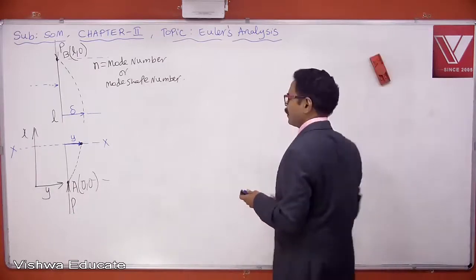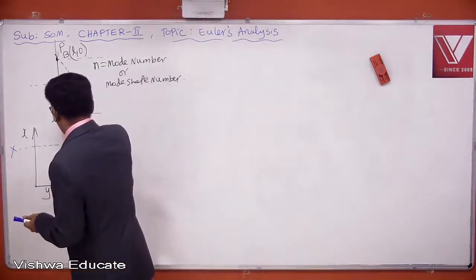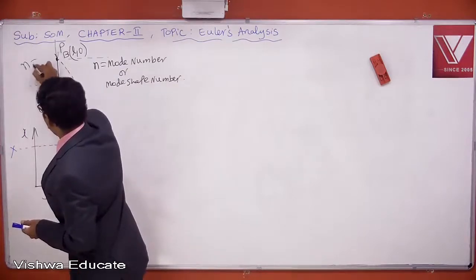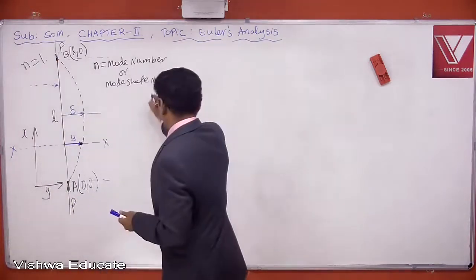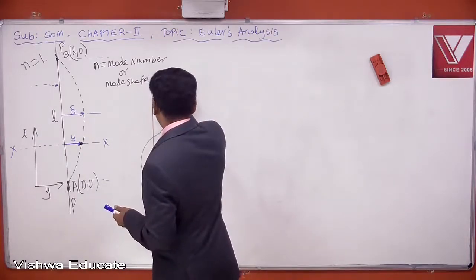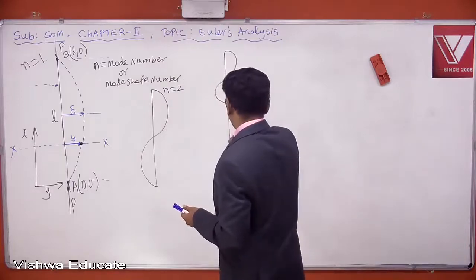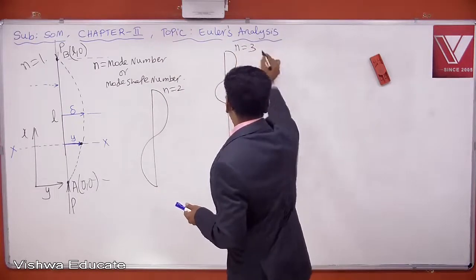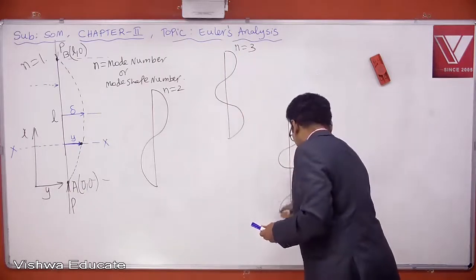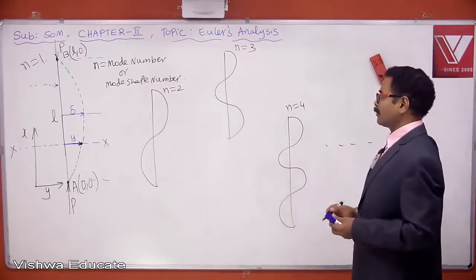If any column buckles like this, mode number of the column will be 1. If any column buckles like this, mode number is 2. If any column buckles like this, mode number is 3. If any column buckles like this, mode number is 4, and so on. Please copy all this.